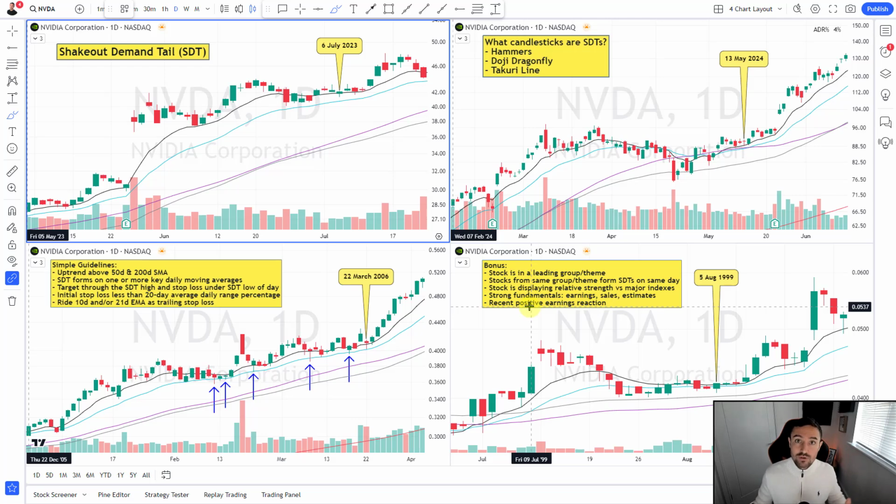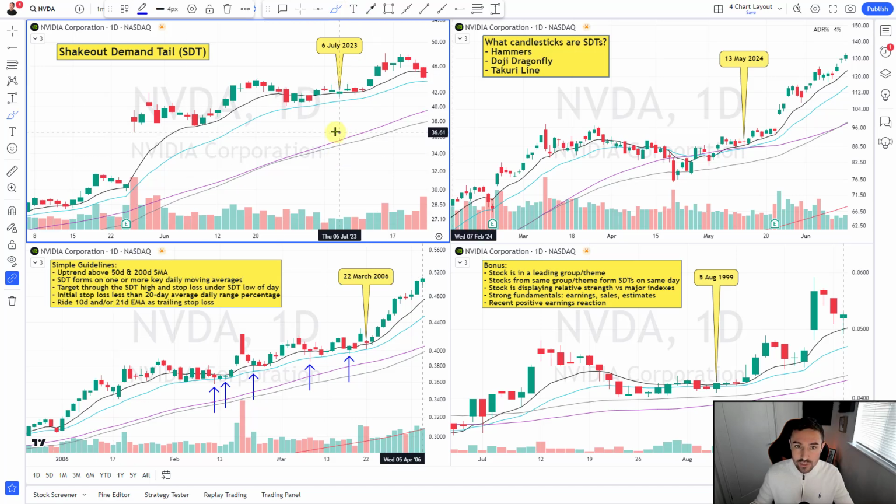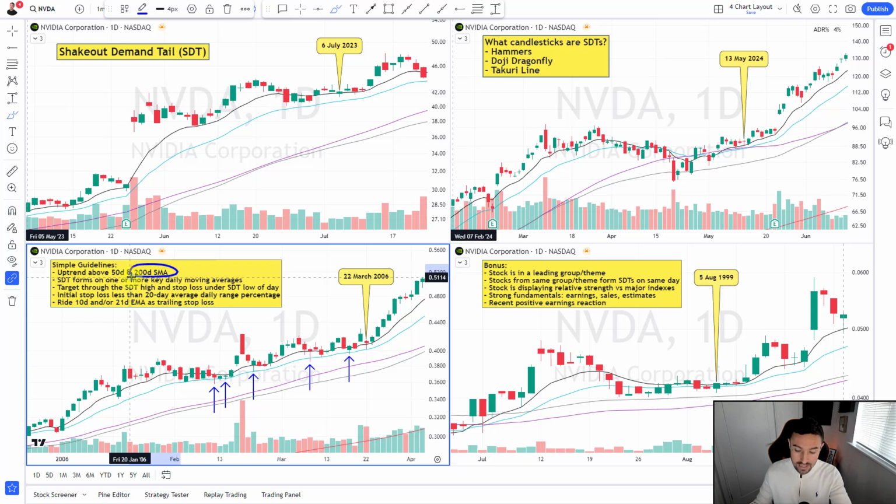So let's start going through some of the simple guidelines. Well, I want the stock to be in an uptrend. I want it to be above its 50-day simple period moving average, which is going to be the purple line on my chart. And I also want it to be above the 200-day simple period moving average, which is going to be the red line on my chart. So I want the stock in a longer term and intermediate term uptrend.